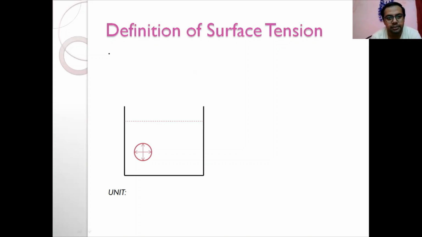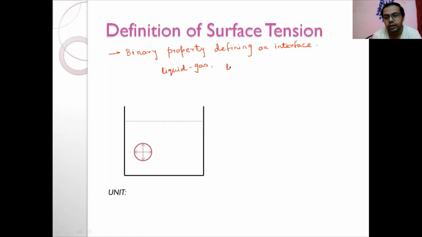So surface tension we are talking about is a binary property defining an interface. This property comes into the picture when there is an interface between liquid and gas, liquid and solid, or solid and gas. In such a situation, surface tension comes into the picture.